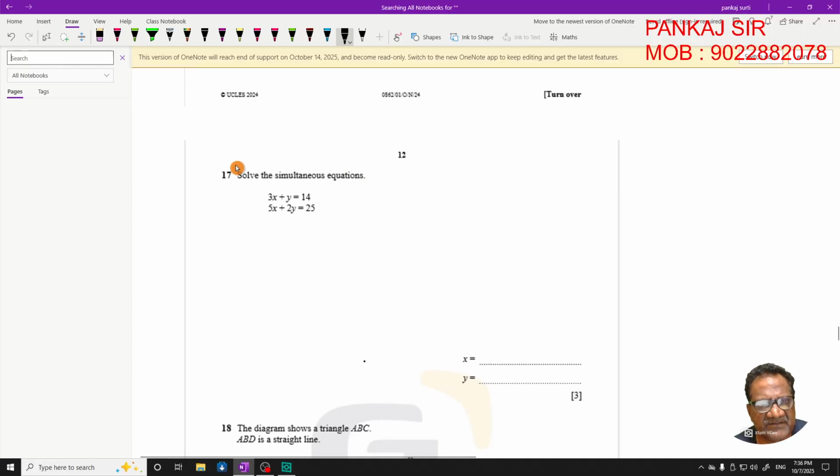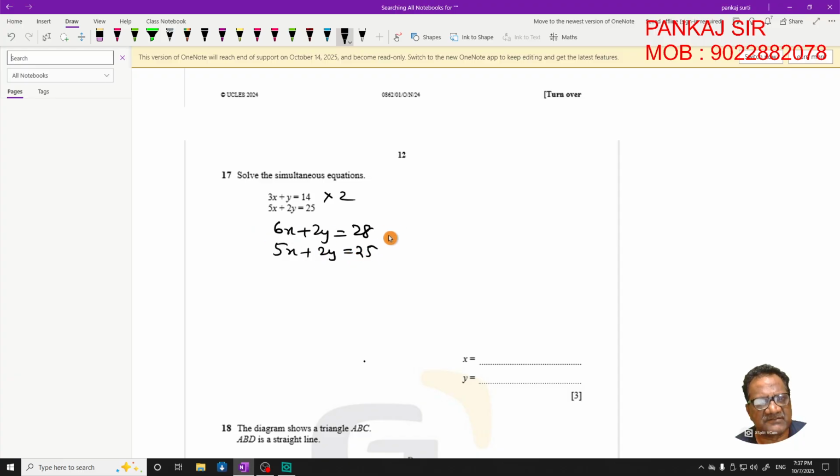Now coming to question number 17. You have to solve the simultaneous equations 3x plus y is 14, 5x plus 2y is 25. I will be doing it by the elimination method, but for that I have to see that one of the variables gets eliminated. So I'll try to eliminate y, and for that to happen, I'll multiply equation 1 by 2. When I multiply equation 1 by 2, I get 3x into 2, 6x, plus 2 into y, 2y, equal to 14 into 2, 28. I get this equation. And the second equation I'll keep as it is, 5x plus 2y equal to 25.